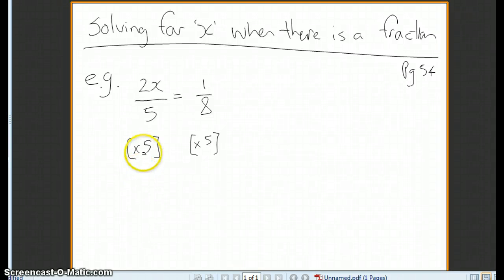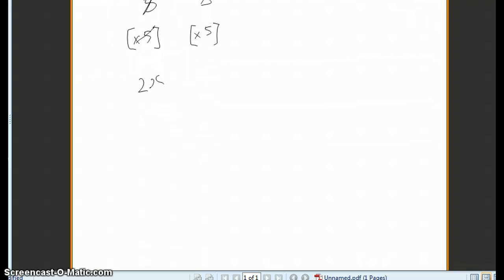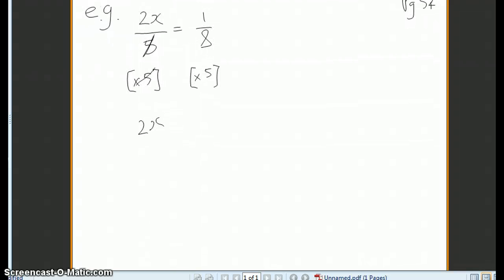Now that's brilliant because when you multiply the left hand side by 5, the denominator cancels, it disappears with that 5. So the left hand side now reads 2x, right? And the right hand side reads 5 over 8. Or I could write it like this, 5 times 1 over 8, which is the equivalent of 5 over 8. Right, I've got another fraction there, which is 1 over 8.